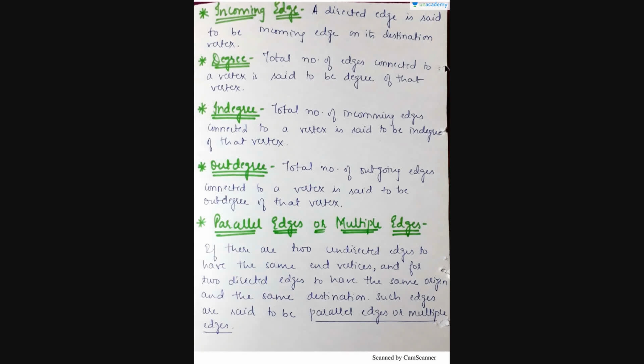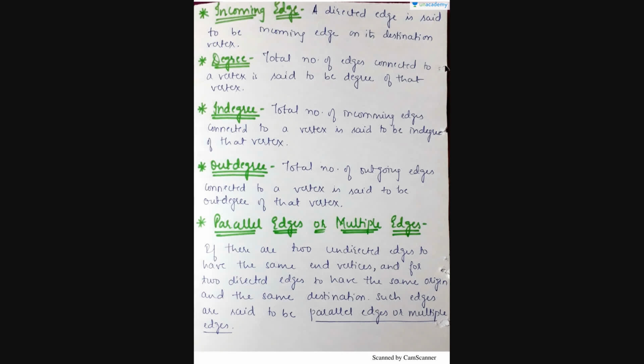Degree. The total number of edges connected to a vertex is said to be the degree of that vertex. Now suppose B is getting edges from A and C, then that total number of edges coming to it is said to be its degree.